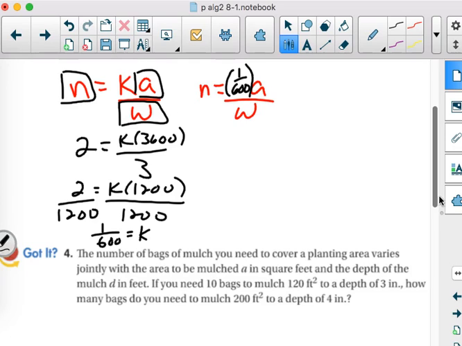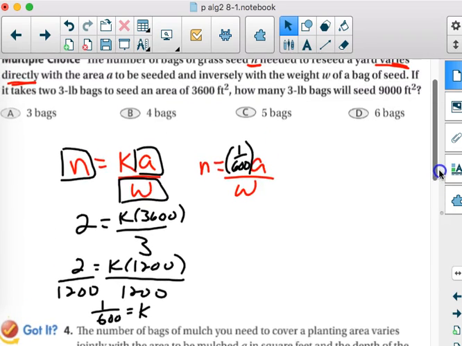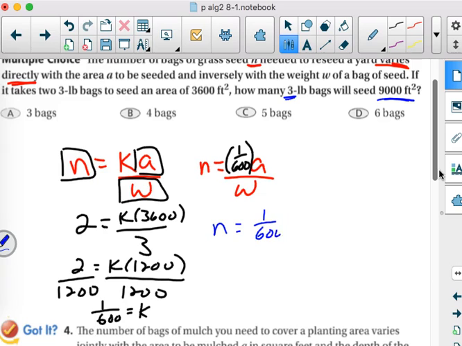Because there was more to this problem. Let's see what they want us to find. It says, how many 3-pound bags will seed 9,000 square feet? Okay, so I need a place to put the 3, and I need a place to put the 9,000. So, yeah, this is weight right here. And this just becomes a punch it in problem.